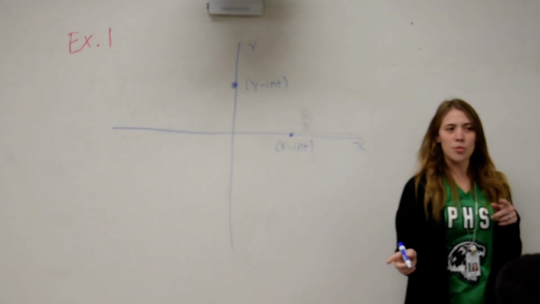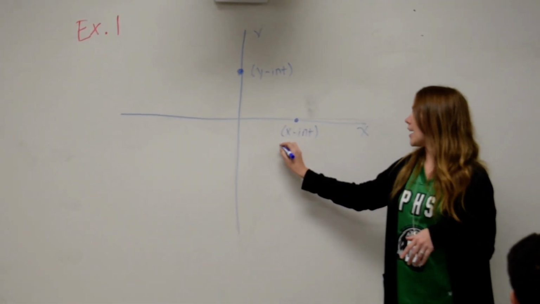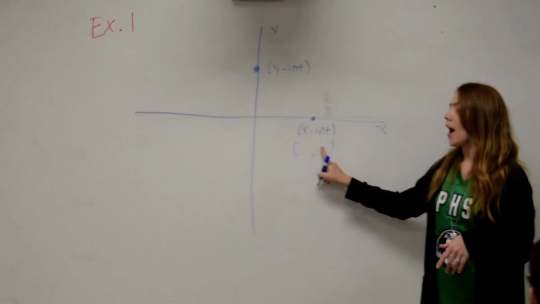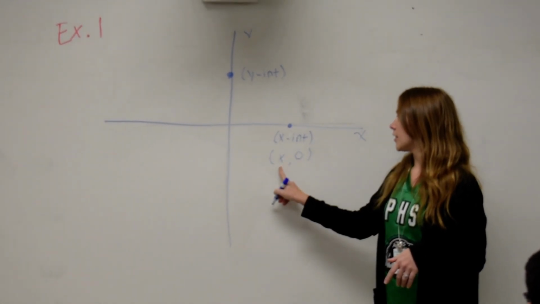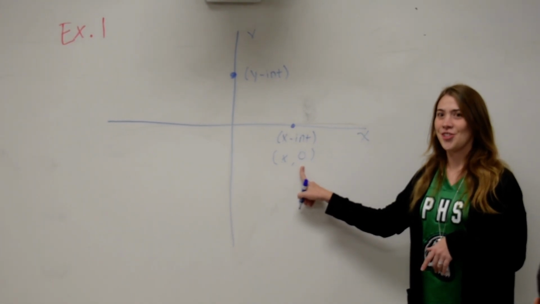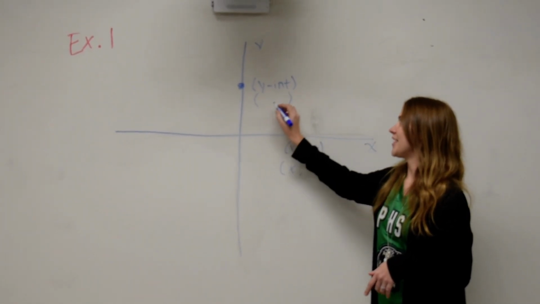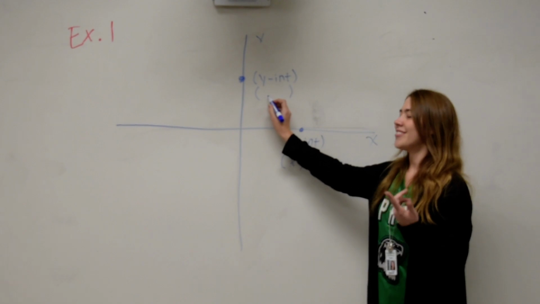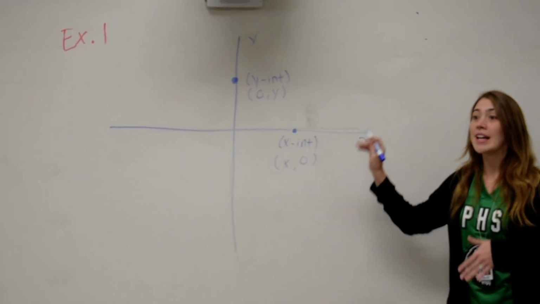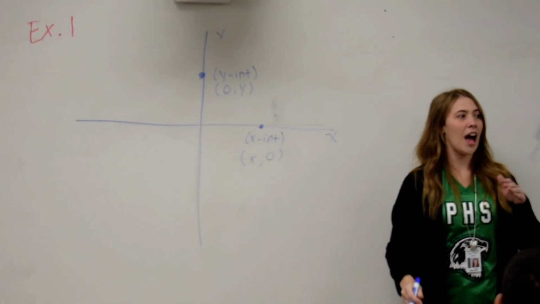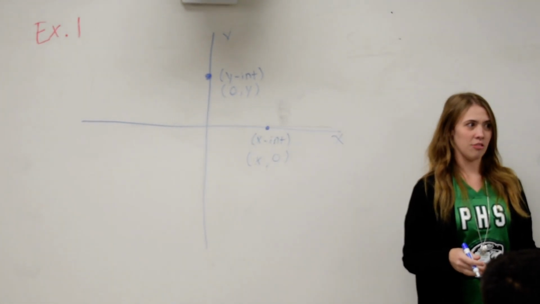Now, does anyone remember, when you have an x-intercept, the point, what's the y value? 0. Very good. So some number and 0. So then what do you think happens at the y-intercept? What would the x be? Good. 0 and some number y. So that's how intercepts work. It's those points where the other variable is 0, right?